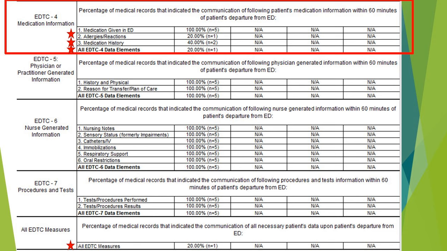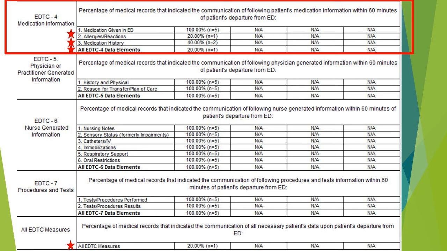So allergies and reactions we only met 1 out of 5, and medication history we did 2 out of 5. But the reason why I did that is I want you to look at the percentage. This gets into what I was saying, the all or nothing. We did 100%, 5 out of 5 patients, on the medications given in the ED. Back to the allergies and reactions, we only met that for 1 out of 5 patients. Medication history only met 2 out of 5 patients.